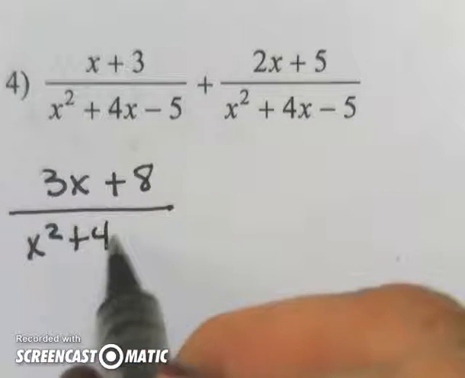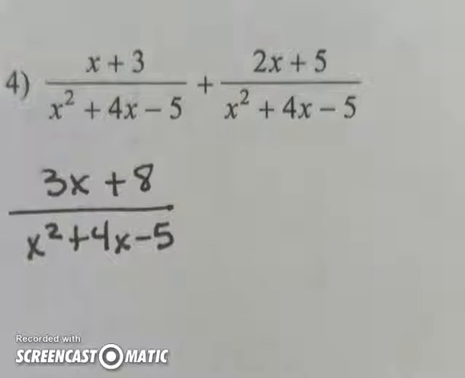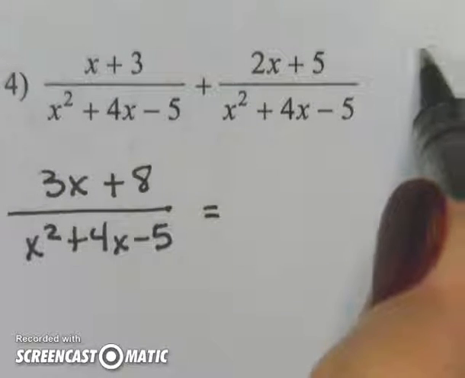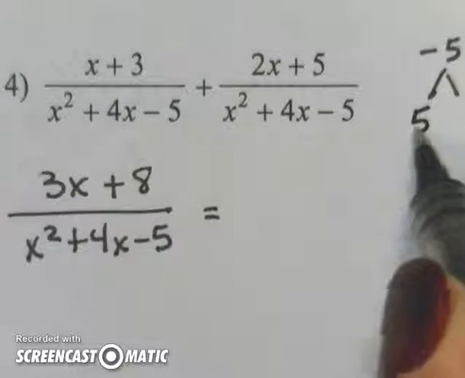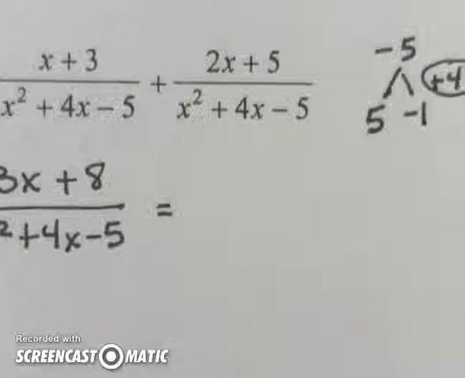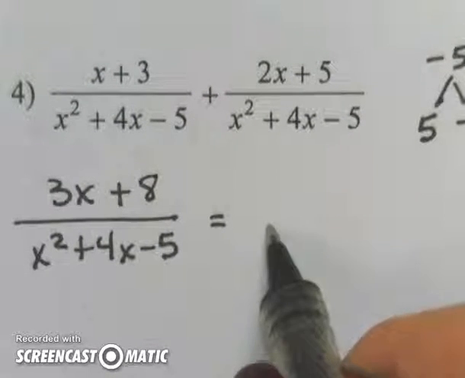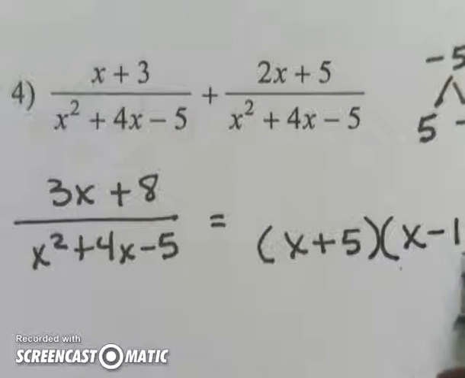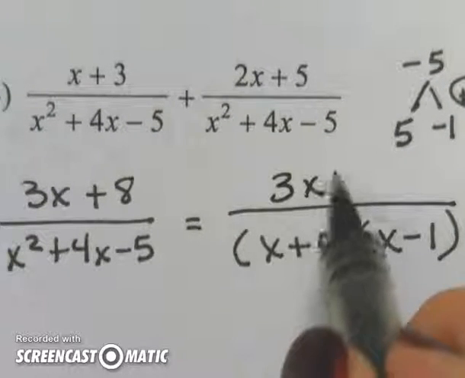Now, this is not in what we would call factored form, so I would want to factor my denominator. What multiplies to give me -5 and adds up to +4? Well, that would be a +5 and a -1. So I'm going to rewrite my denominator as x plus 5 and x minus 1. That leaves my numerators to stay exactly the same.